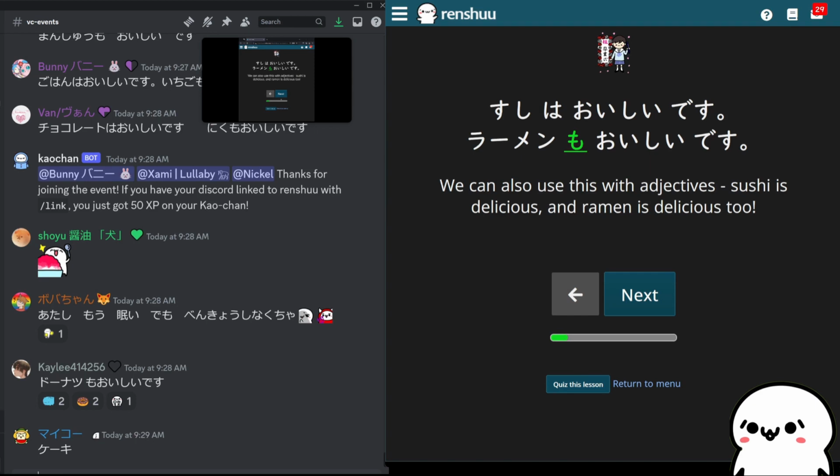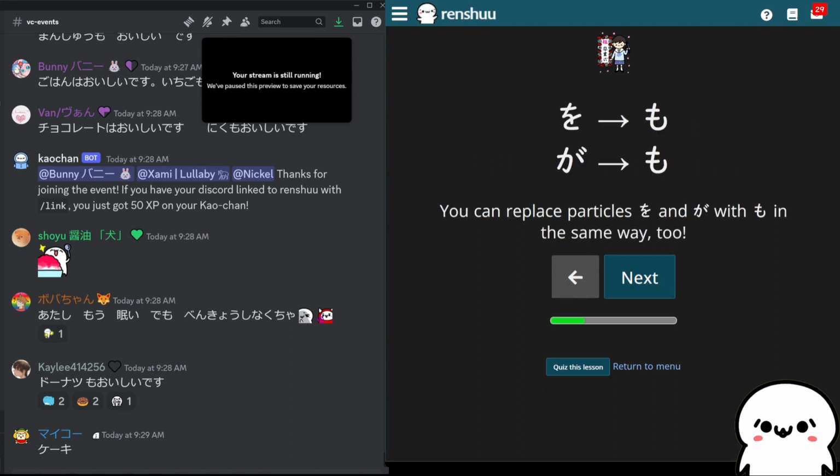Let me jump to where we are. There we go. That's not the only thing you can replace. You can also replace o, that particle that marks those direct objects, the thing that's being affected by the verb. You can replace ga as well. And let's look at o first. We talked about eating earlier.